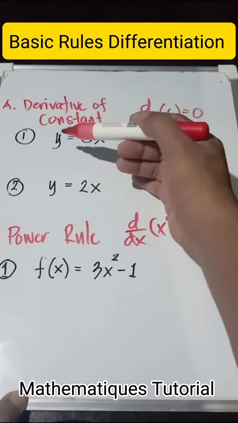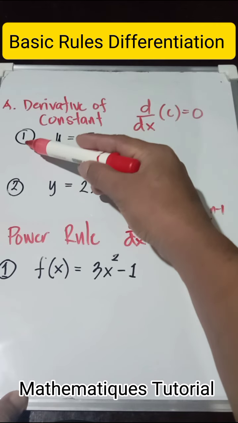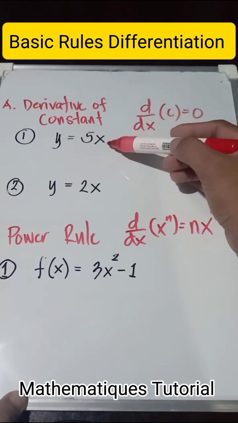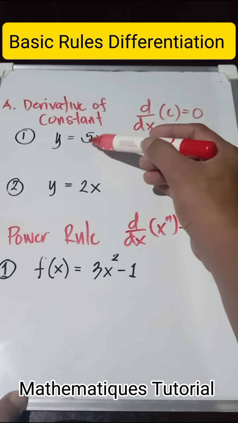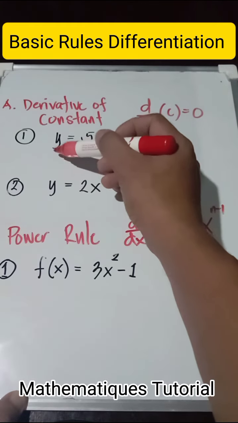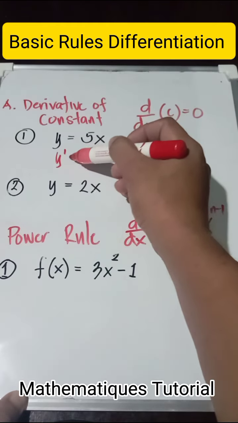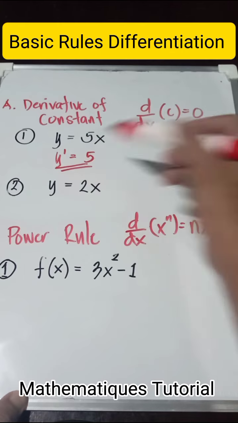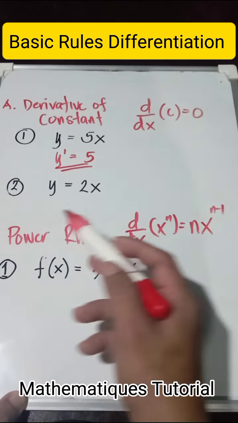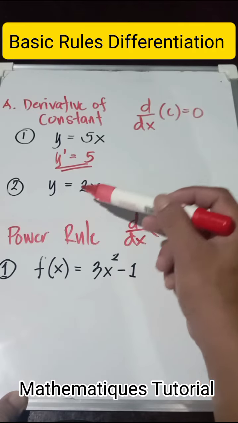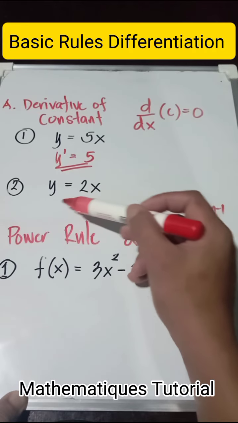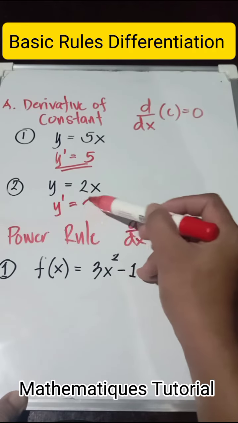So we have, given y equals 5x with respect to x, the constant here is 5. So the derivative of 5x, we have y prime equals 5. So this is the answer. Next, we have number 2. The same process: the derivative of 2x with respect to x, our constant here is 2, y prime equals 2.